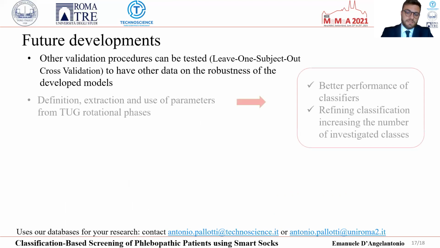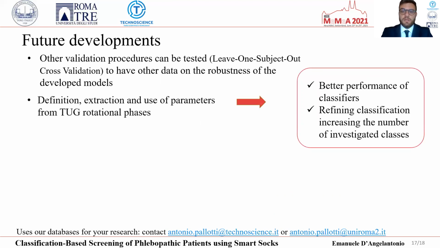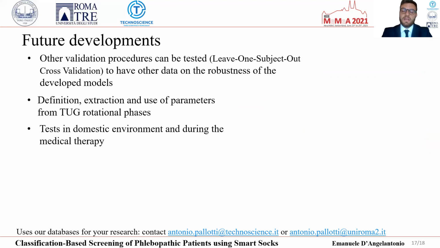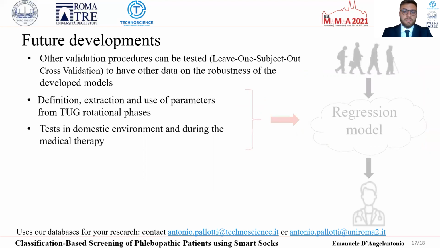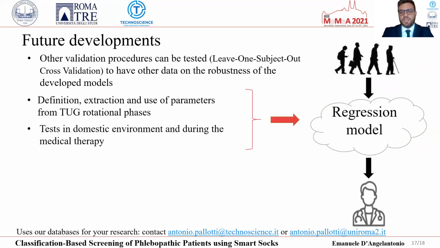Of fundamental importance is naturally the possibility of defining and using new parameters for the classification, also extracting them from the rotational phases, not investigated in this work. This can lead to better classification performance and to the ability of refining classification, increasing the number of the investigated classes with the possibility to distinguish patients according to the severity of their disease. For this goal, we plan to acquire data from the population during medical therapy and in the domestic environment. And this is the base for regression model development. That is a second stage of the project for a predictive medicine application.